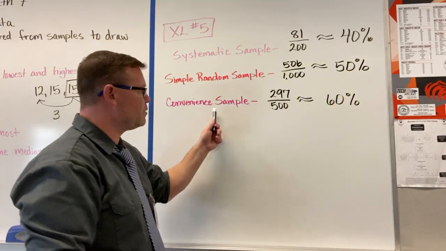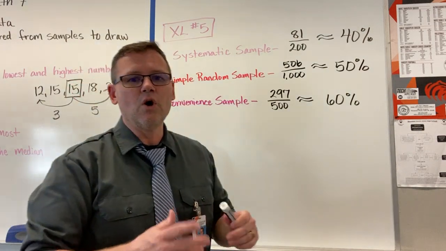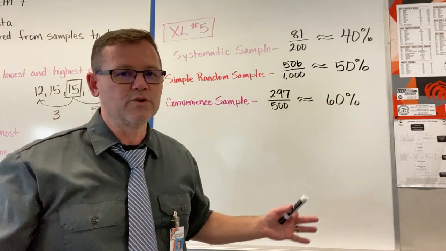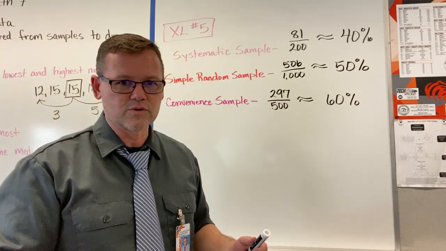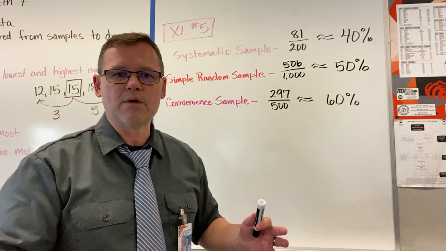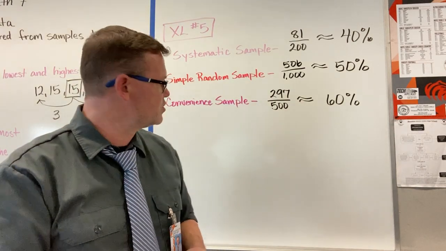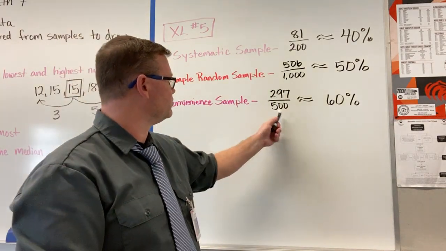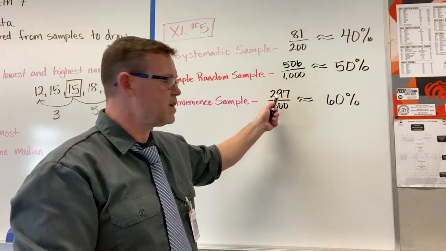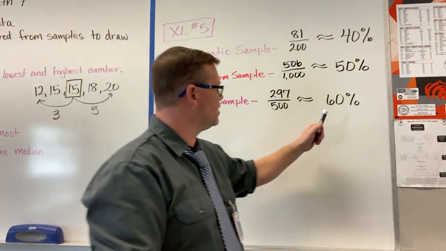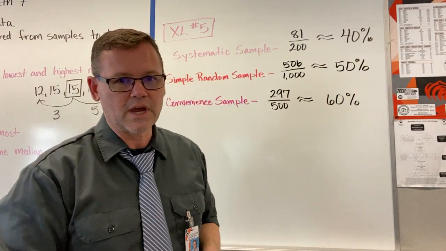This convenience sampling is like what I just said. You go where the people are. If you're at the mall, there's always people coming in and out of the mall. If you're at the grocery store, there's always people coming in and out of the grocery store. So they went there and just sampled people as they went in and out of the store. They sampled 500 people, and 297 said they were happy with the business, which is approximately 60%.